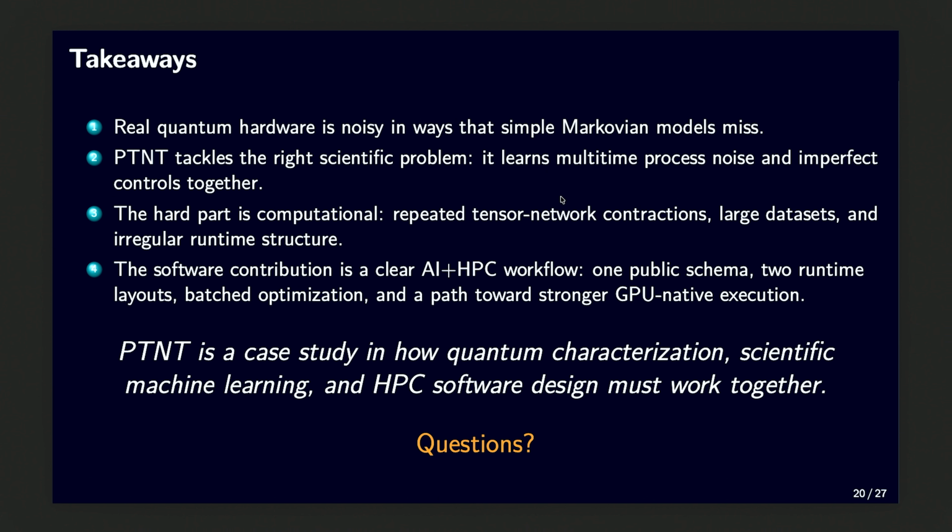The software contribution is a clear AI and HPC workflow. We have one public schema, 2 runtime layouts, batch optimization, and a path towards stronger GPU native execution. PTNT is a case study in how quantum characterization, scientific machine learning, and HPC software design must work together. My presentation was until here, and my presentation is done.